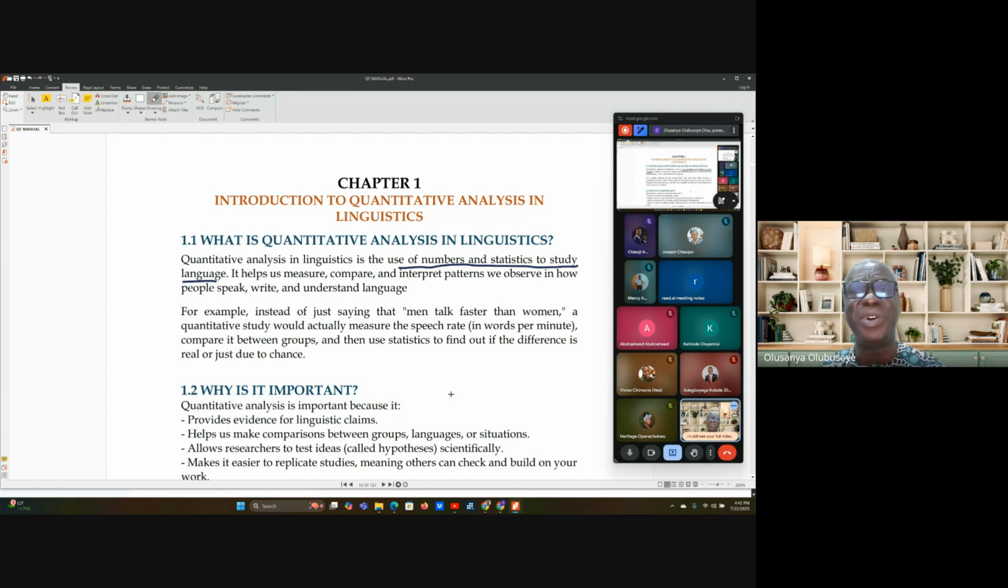So quantitative analysis will help us. If you have people who are Yoruba, Ijebu will speak, Oyo will speak, Ibadan will speak, and so on. So instead of saying men talk faster than women in a typical narration, no, quantitative study will actually measure the speech rate, and we say this one speaks this number of words per minute.